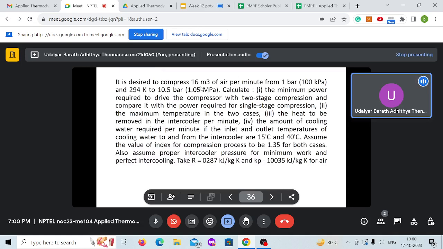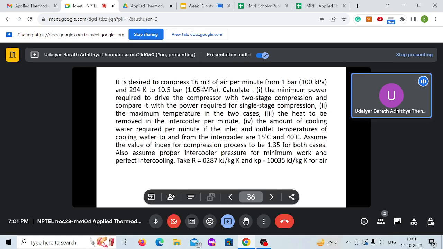So the next problem is, it is desired to compress 16 meter cube of air per minute from 1 bar, which is 100 kilopascal, and 294 Kelvin to 10.5 bar. So we know the volume of air to be compressed per minute, and your suction pressure is 1 bar and your discharge pressure is 10.5 bar. Find the minimum power required to drive the compressor with two-stage compression and compare it with the power required for single stage compression.